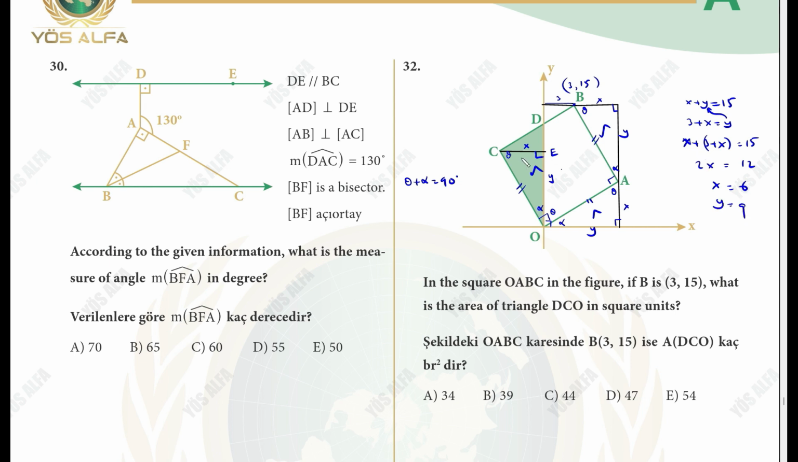So can we find the area of this triangle now? So we know the height of the triangle. So this is 6. Let me use a different color. So y is also known. Y is 9. If you know this length, then we can find the area of this triangle.